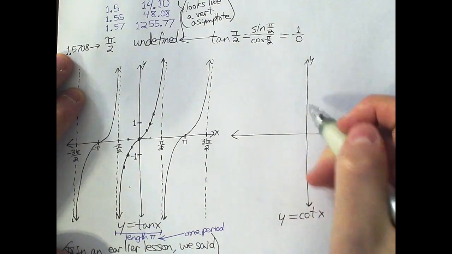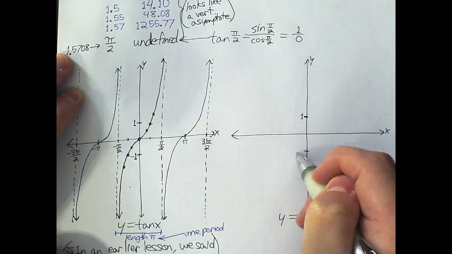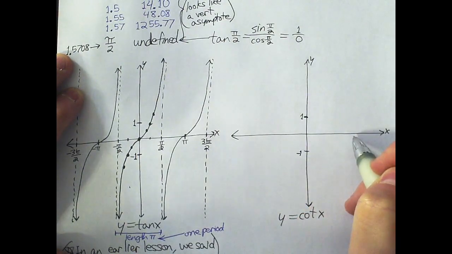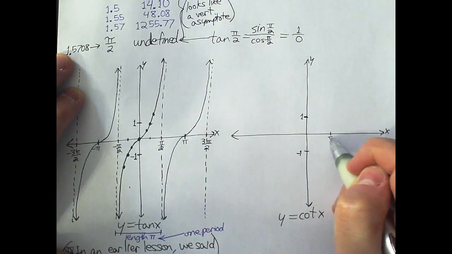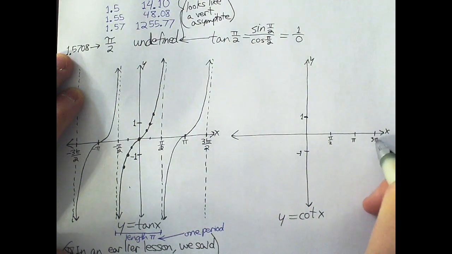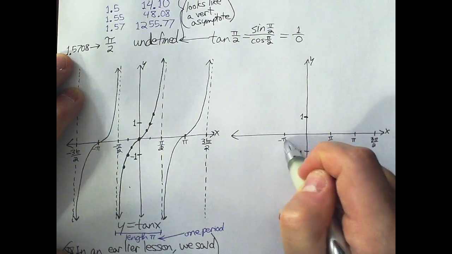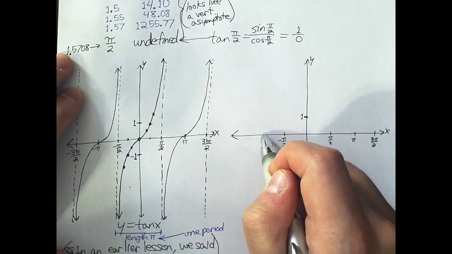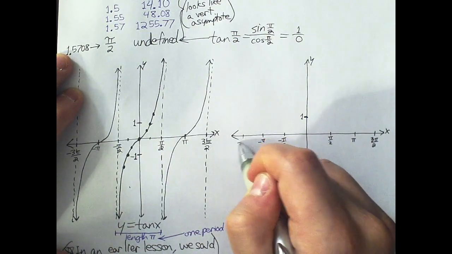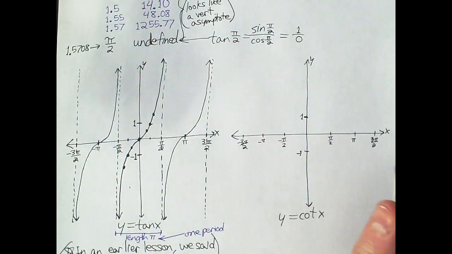In fact, I'm going to set it up to have the same kind of scale, vertically and horizontally, on my picture. So pi over 2, pi, 3 pi over 2, negative pi over 2, negative pi, negative 3 pi over 2. All right, same kind of scale. The asymptotes are going to be in a different spot, though.